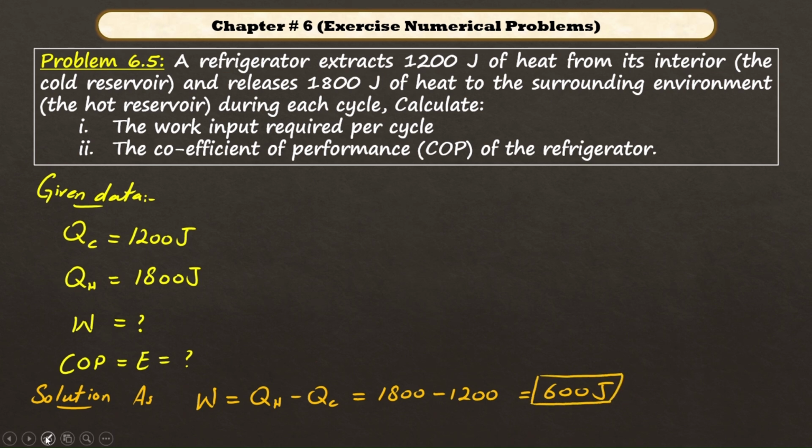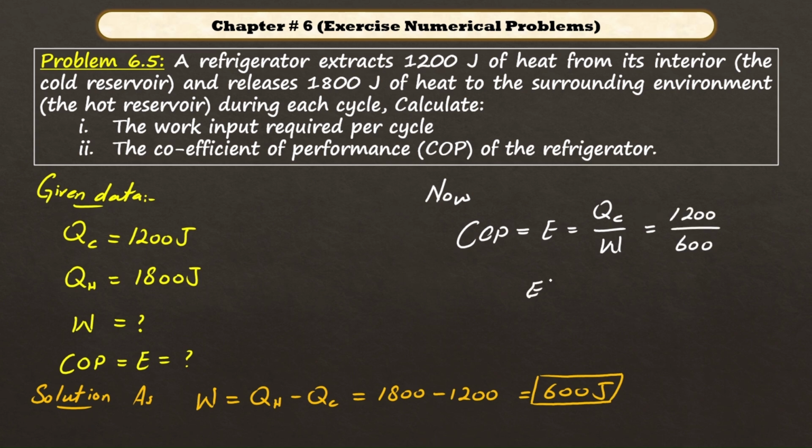Further, we have to find the coefficient of performance. So, COP is equal to E is equal to QC over W. By putting the values of QC and W in this formula, it becomes equal to 2.